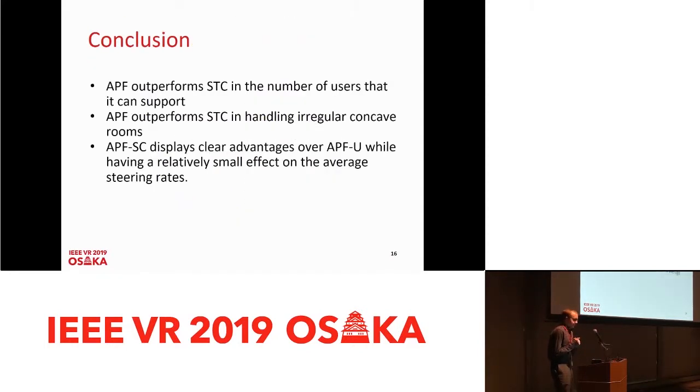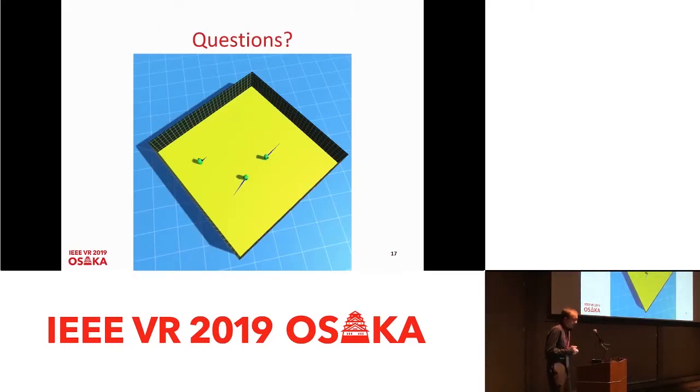So in conclusion, artificial potential field outperforms steer to center in the number of users that it can support. It also outperforms steer to center in handling irregular concave rooms. And finally, artificial potential field has clear advantages over the unscaled version while having a relatively small effect on the overall redirection rate. So any questions?